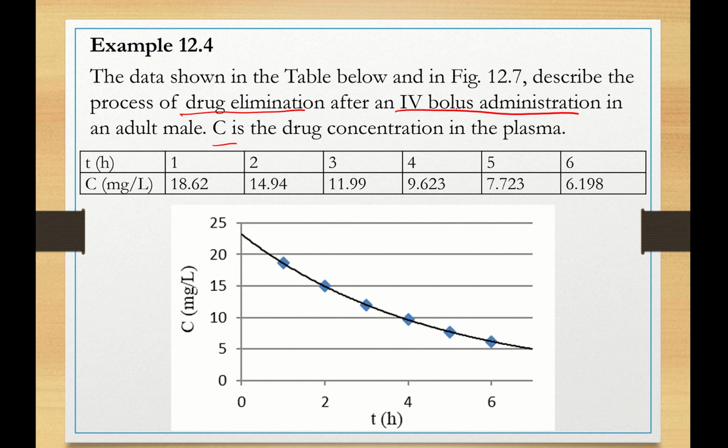So basically you have administered one IV bolus, and after 1 hour, 2 hours, 3, 4, 5, and 6 hours, you've drawn blood and you determine the plasma concentration of the drug as after 1 hour 18.62 and so forth. And then you plotted this data in this graph here.